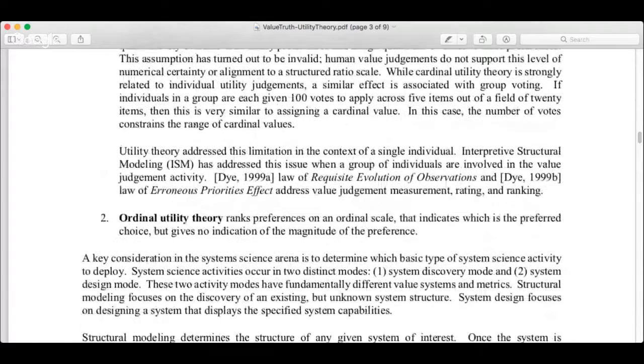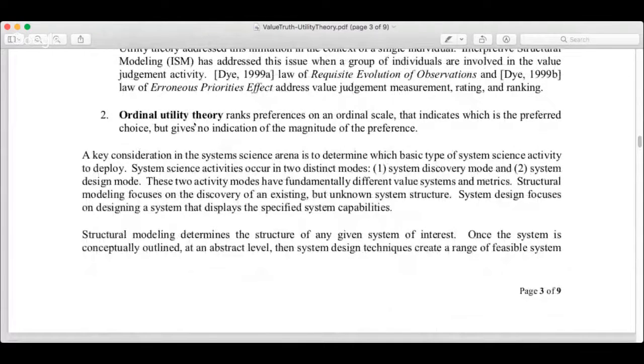As we said before, ordinal utility theory ranks preferences on the ordinal scale and indicates which is the preferred choice, but gives no indication of the magnitude of the preference. So this appears to be what humans can do. They can say that this is better than that, but they have a difficult time saying how much. And when you get a lot of objects involved, 10, 20, 30, then the ability to assign any type of magnitude is almost non-existent.